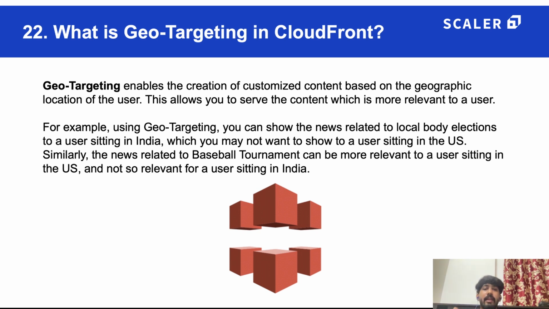And also, if it's an Indian YouTuber, it wouldn't make sense to show that particular YouTuber's content to an American, right? Especially if it's in an Indian language, they wouldn't be watching it. So it doesn't make sense. So by using geo-targeting, you would be able to deliver content in a proper manner based on the geographic location of the user. For example, using geo-targeting, you can show the news related to local body elections to a user sitting in India, which may not be suitable for a user sitting in the US. Why would they want to watch a local body election happening in India? Same thing if there is a baseball tournament in the US which is going on.